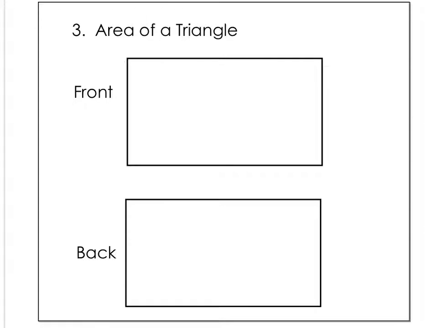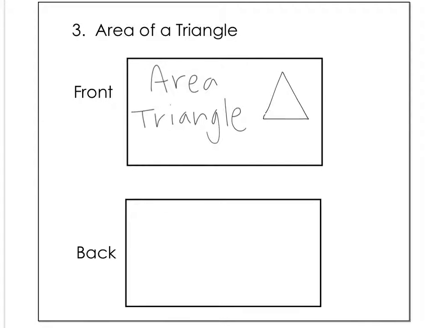All right, for our third formula, area of a triangle. So I'm going to write area, triangle, and then I will draw my triangle in. The formula for area of a triangle is 1/2 base times height, or I could say base times height divided by 2. Those mean the exact same thing.